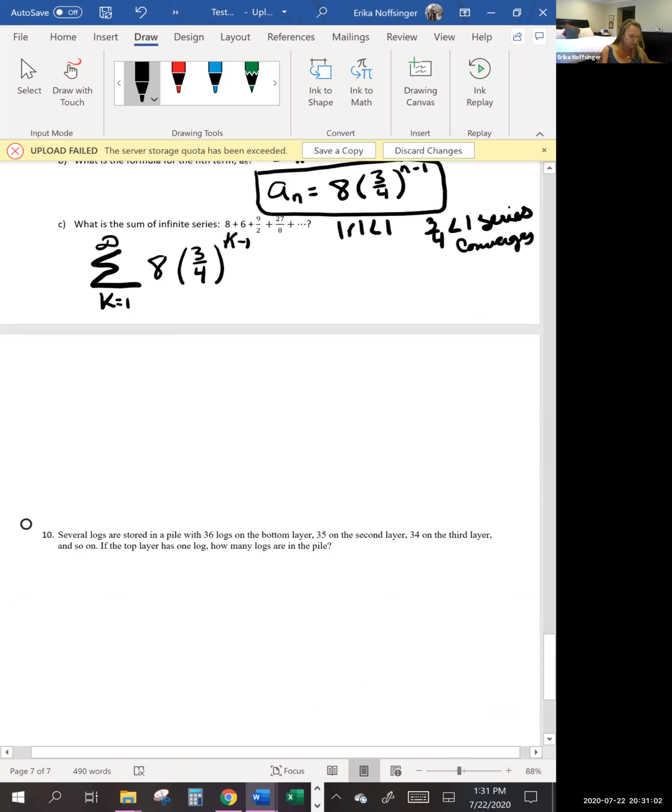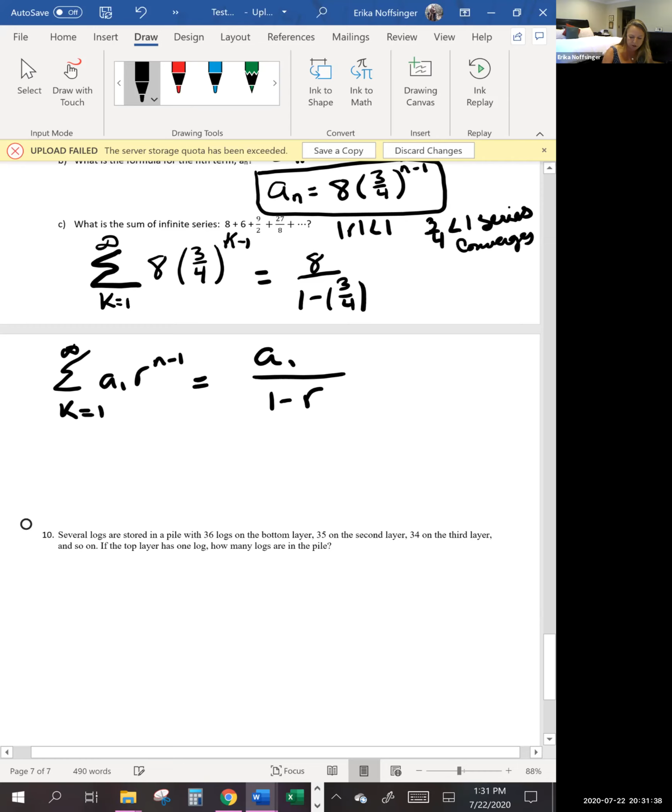Okay, so the formula for the convergence of an infinite geometric series says that if you have the summation from k equals 1 to infinity of a sub 1 times r to the n minus 1 power, this is equal to the first term all over 1 minus r. So our series is equal to our first term, which is 8, all over 1 minus r, and r is 3/4.